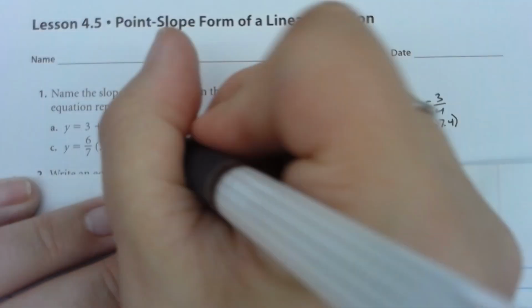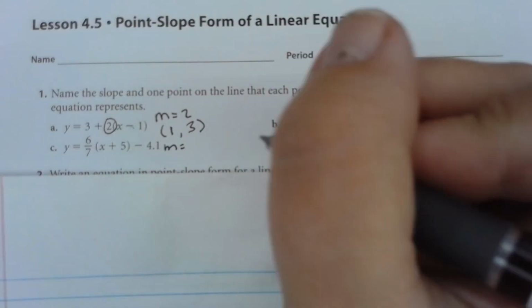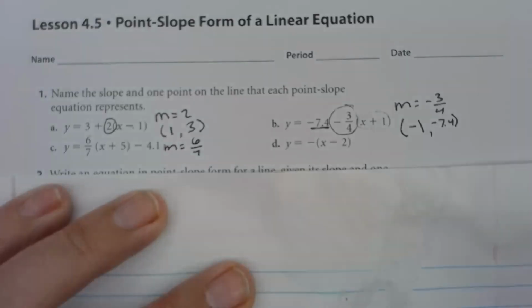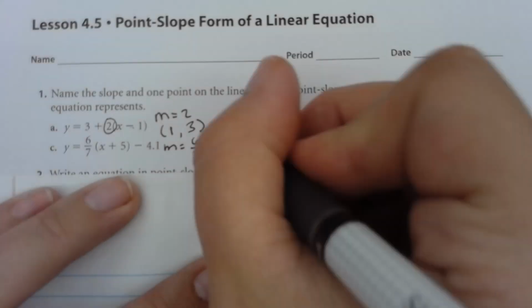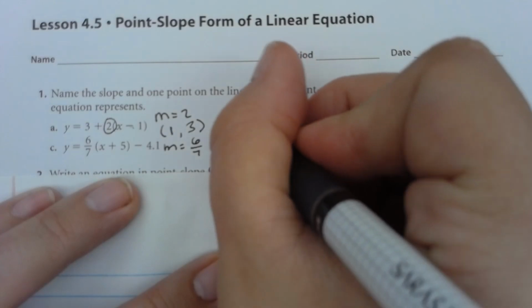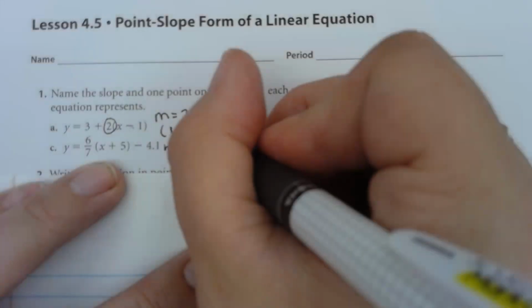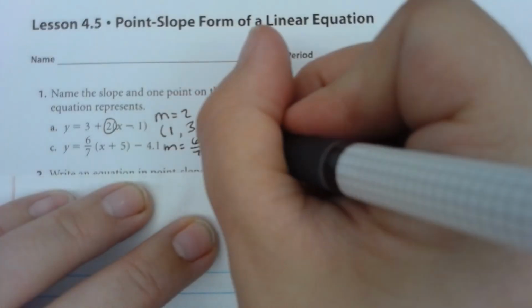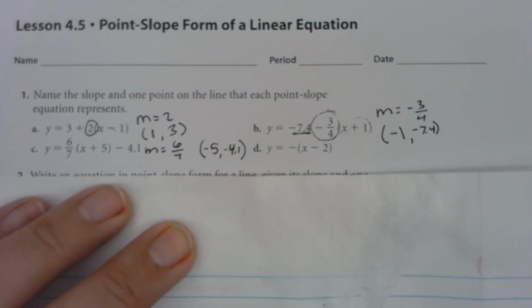So what's the slope on this one? And then what's our point? What's the x value? What's the y value? Good. Okay.